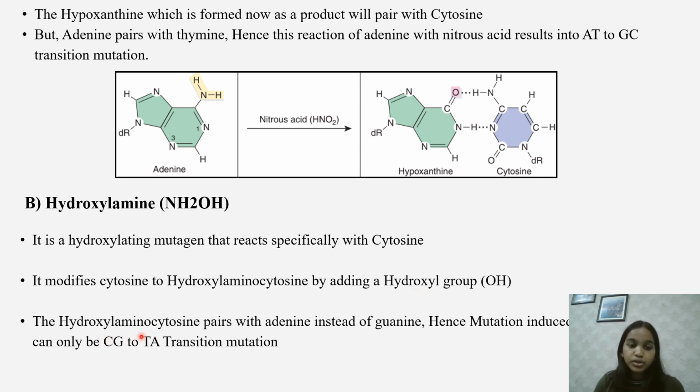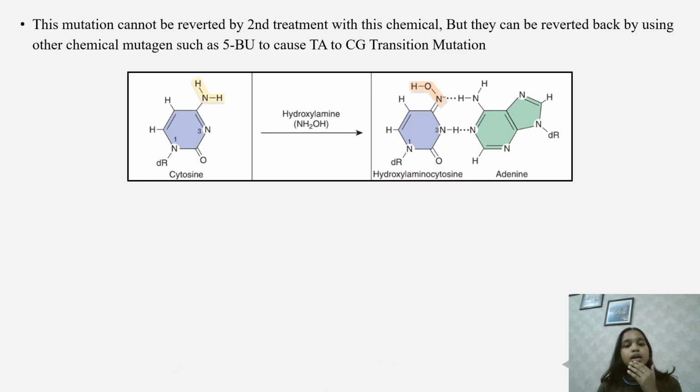So this hydroxylaminocytosine now formed as a product will pair with adenine instead of guanine, and hence the mutation is formed as CG base pair to change into TA base pair. This is a transition mutation. This mutation cannot be reverted back by second treatment with this chemical only, but it can be reverted back by using chemical mutagens such as bromouracil, which causes TA base pair to change into CG base pair, and hence the mutation effects can be nullified.